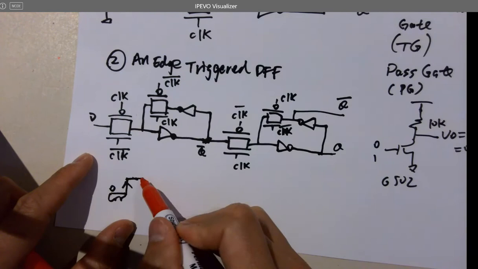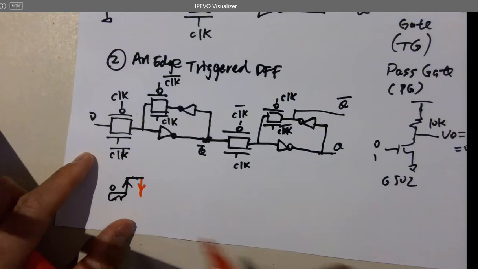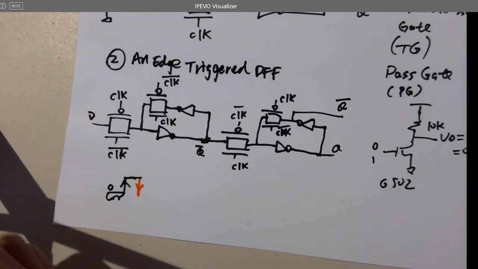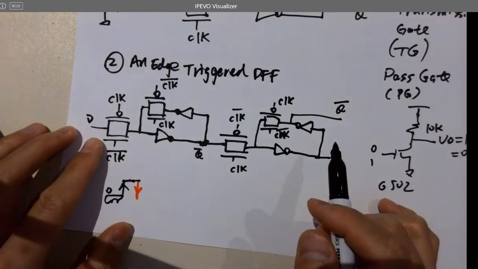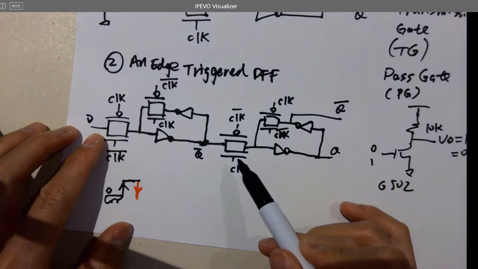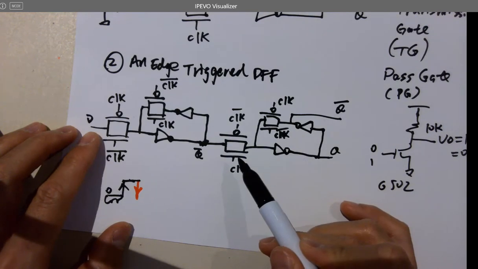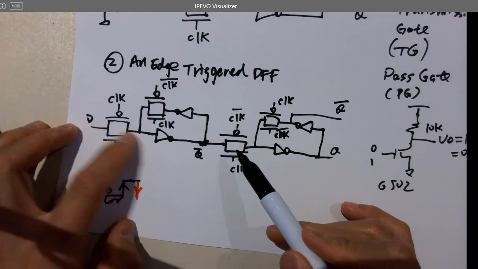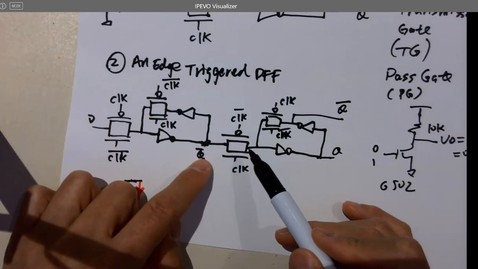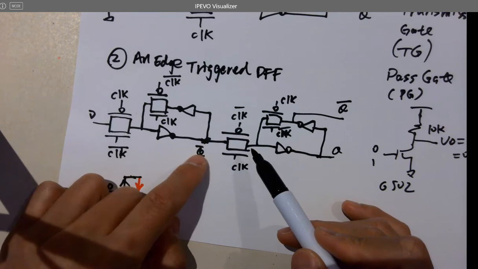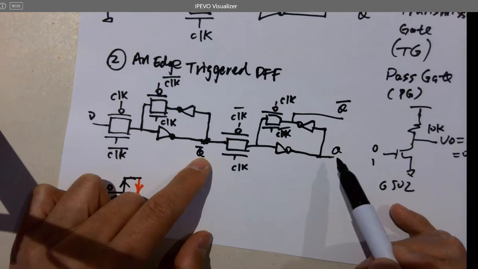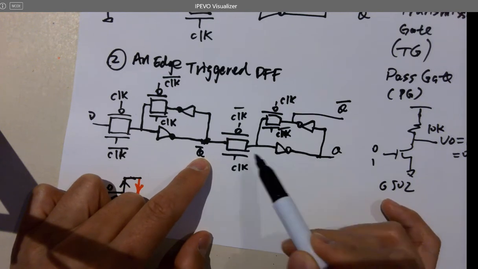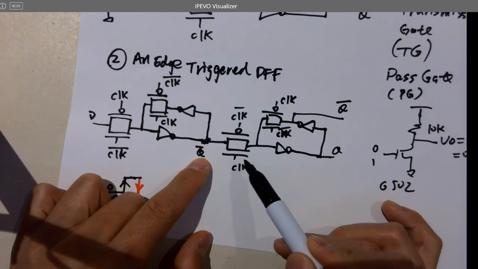Okay, so what if after? Now let's look at the falling edge. What's going to happen for the falling edge? So this will be off, right? So new data will come in to here. So the next data will come to here, waiting to be sampled in the next rising edge. It's not going to interfere with the current value because this is off.